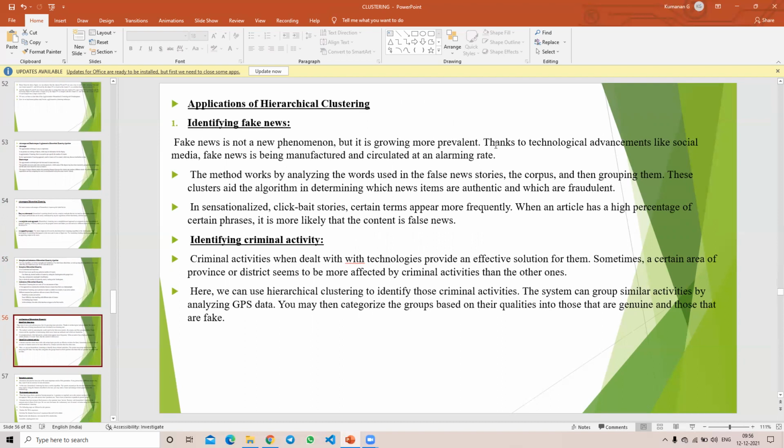Identifying criminal activity. Criminal activities, when dealt with using technologies, have an effective solution. Sometimes a certain area of provenance or district seems to be more affected by criminal activities than other ones. Here we can use hierarchical clustering to identify those criminal activities. The system can group similar activities by analyzing GPS data. You may then categorize the groups based on the quantities into those that are genuine and those that are fake.